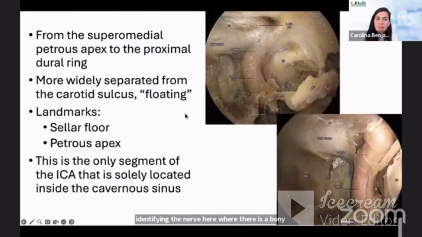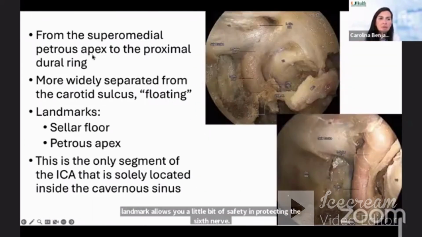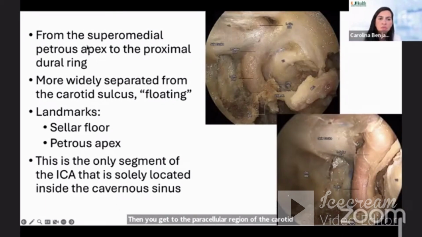Then you get to the paracellar region of the carotid artery, from the supermedial portion of the petrous apex to the proximal dural ring. Actually, this part of the carotid artery is more widely separated from the carotid sulcus. The other parts are more surrounded by bony landmarks. So this is what we would describe as the free-floating carotid artery, and some landmarks are going to be the sellar floor and the petrous apex here. And it's the only segment that's really located inside the cavernous sinus.